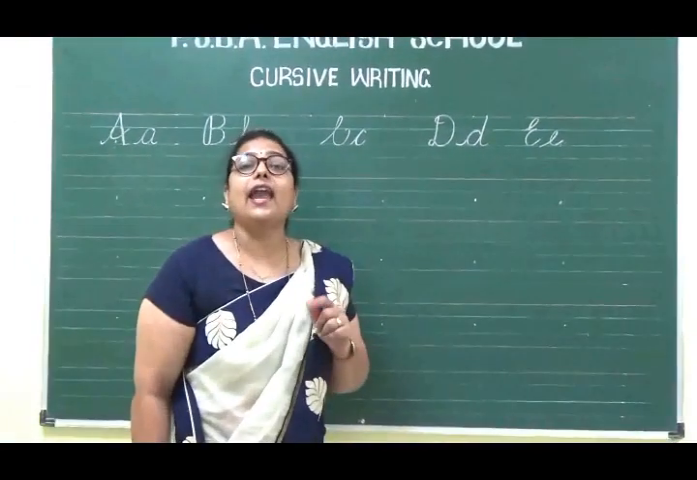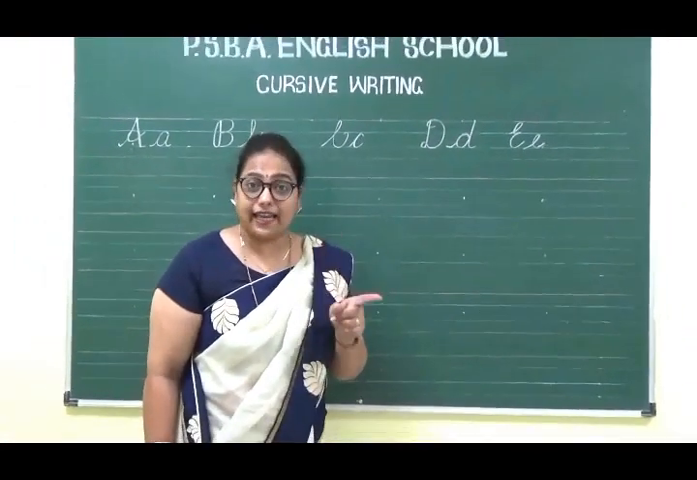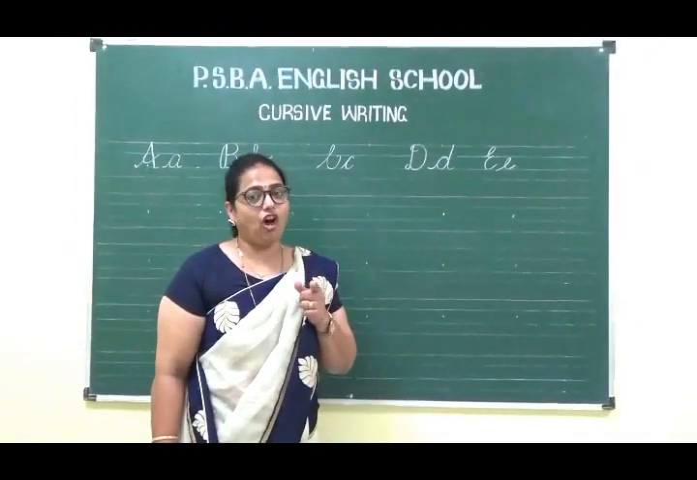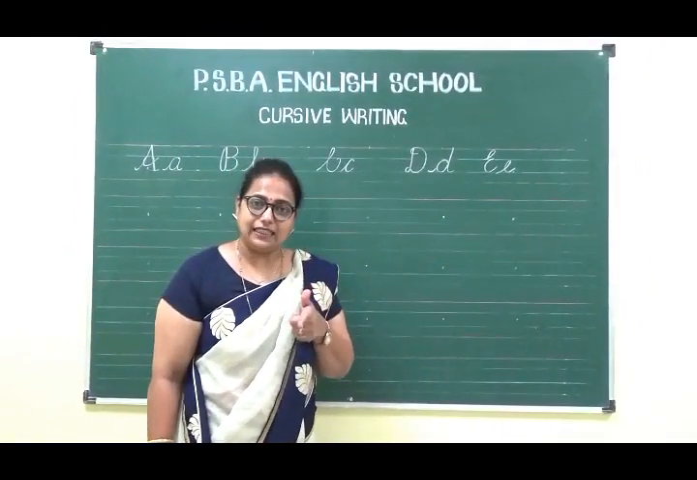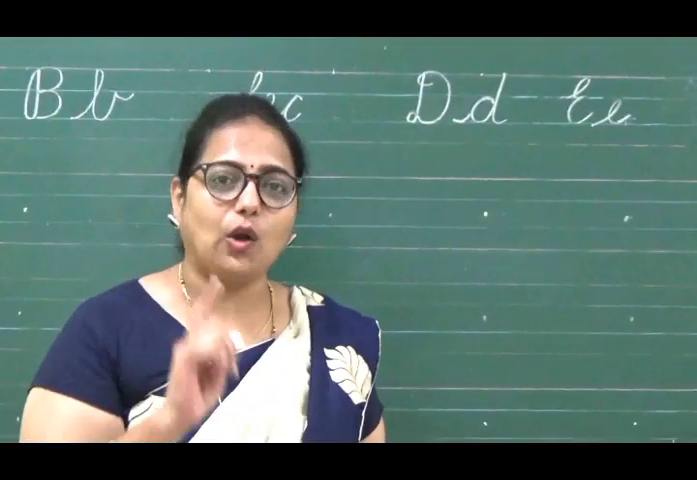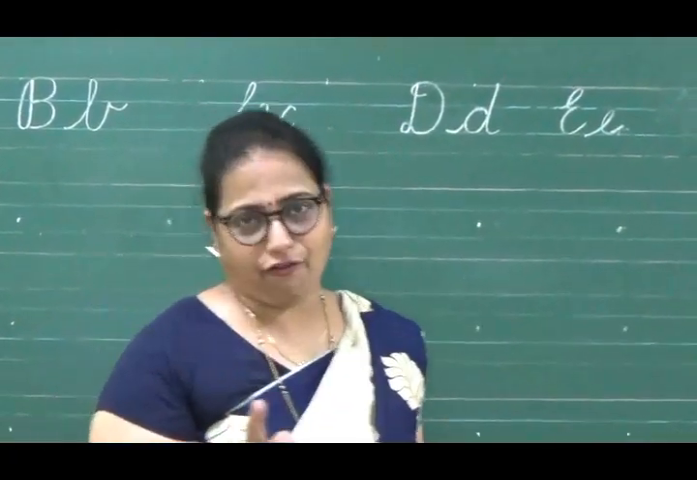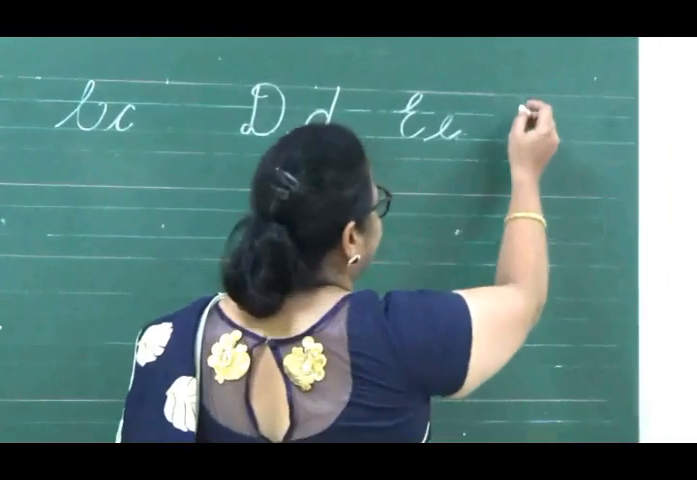E says E. E does not say A. He says E. E for egg. E for eagle. E for English. Now we will learn the next letter, letter F. Let us see how to write letter F in cursive.